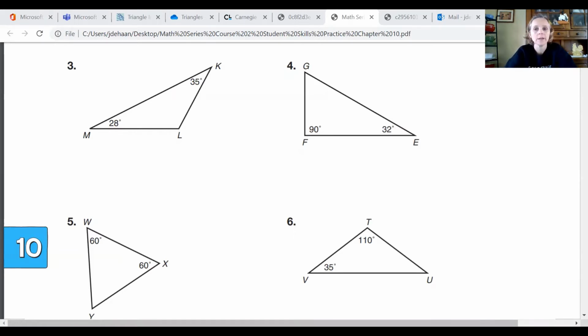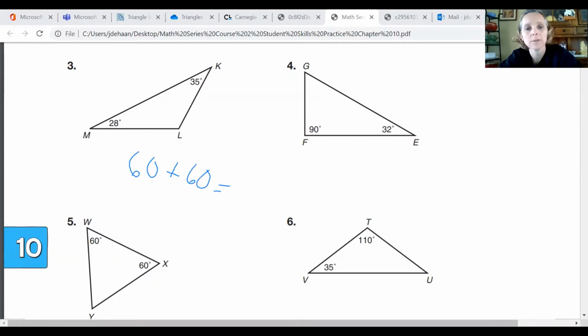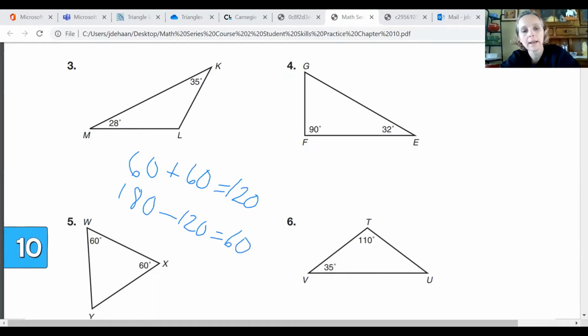So what I would do here is, I'm using my pen, so I have to move a little closer. I would add the two angle measurements that are given, 60 plus 60 equals 120, okay? And then, since I know that the three angles of a triangle equal 180, I can do 180 minus 120, and I see that angle Y is also 60 degrees. And so I can write 60 degrees right down here.